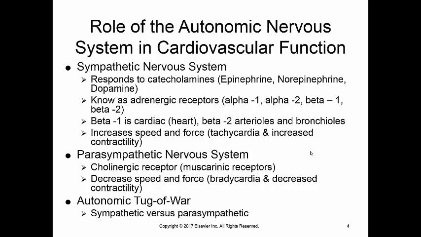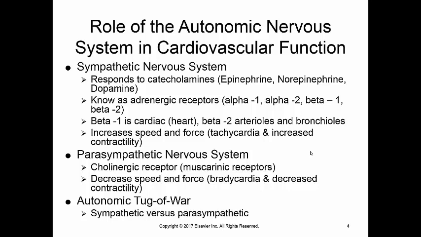They can have some effects on alpha-1 and alpha-2. The big thing is when they stimulate beta-1, we get an increase in the rate of the heart, so it speeds it up. And it also increases the force of contraction. It makes the muscles contract much stronger, and so it actually increases the contractility, or the force that the heart actually pumps blood out.